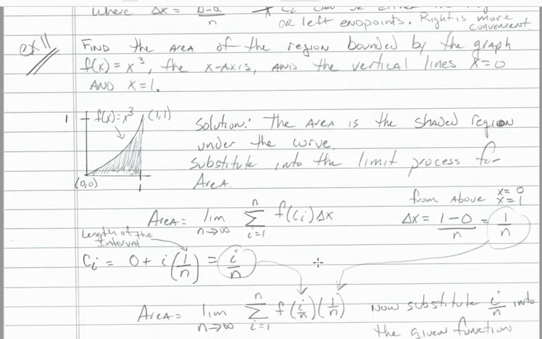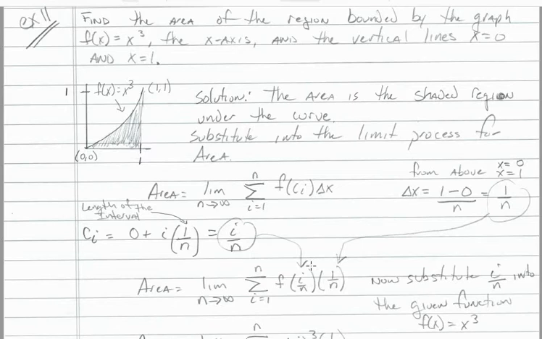On your homework, you're going to be given a graph similar to something like this, and you want to find the area of the region bounded by the graph f of x equals x cubed, the x-axis, and the vertical lines x equals 0 and x equals 1. Well, that 0 and that 1, that's our a and our b on our interval. So 0 to 1 is the interval in this case, and f of x is x cubed.